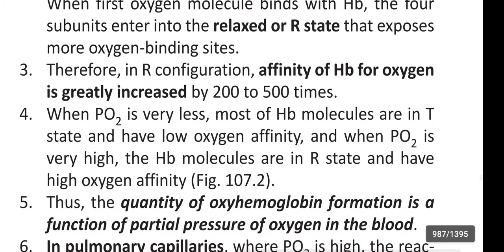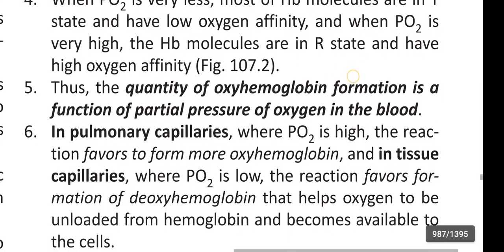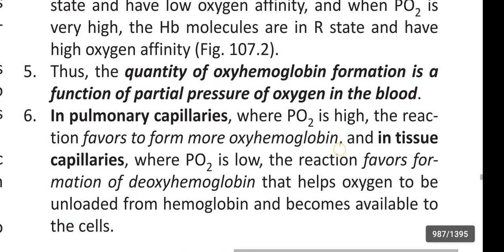When partial pressure of oxygen is very low, most hemoglobin molecules are in the tense state and have low oxygen affinity. And when partial pressure of oxygen is very high, the hemoglobin molecules are in the relaxed or R state and have high oxygen affinity. Thus, the quantity of oxyhemoglobin formation is a function of partial pressure of oxygen in the blood.